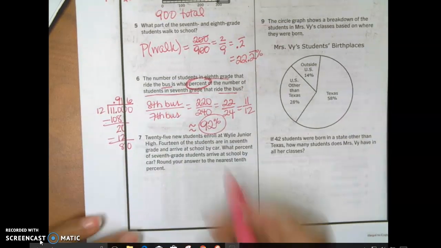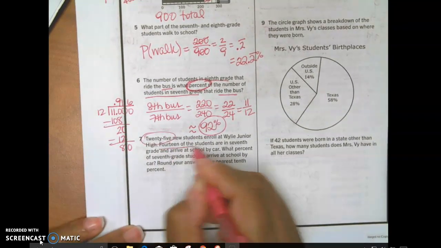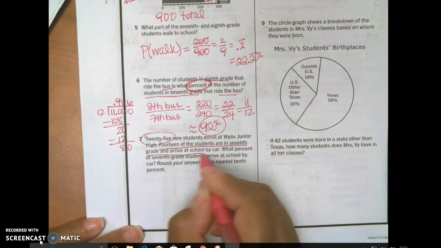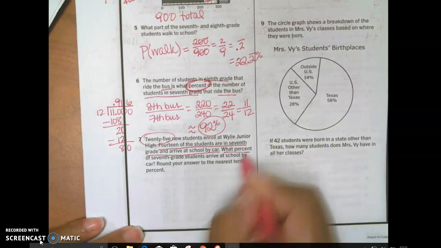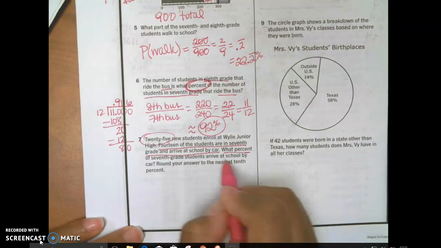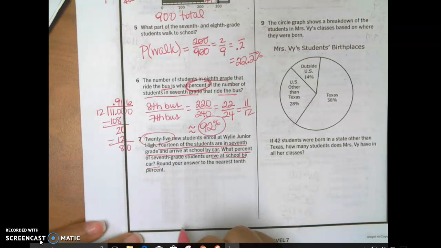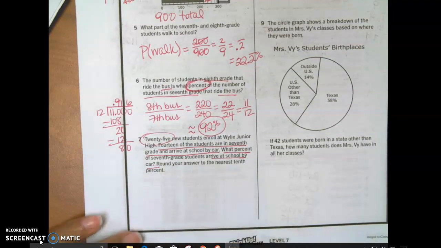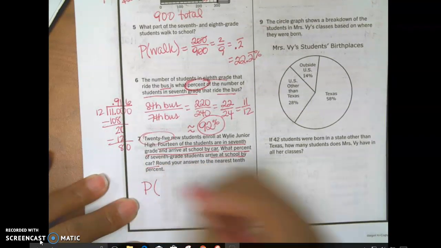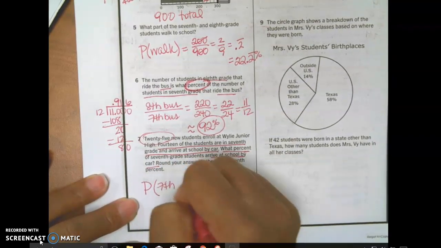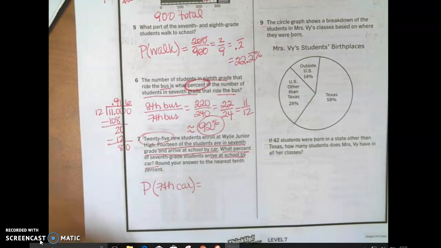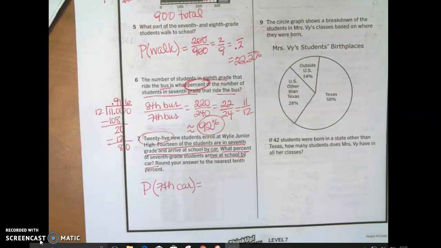"25 new students enroll at the school. 14 of them are 7th graders and they arrive by car. What percent of 7th grade students arrive at school by car? Round your answer to the nearest percent." Okay, I've got to do a lot here. 7 car riders. What do I have to do?